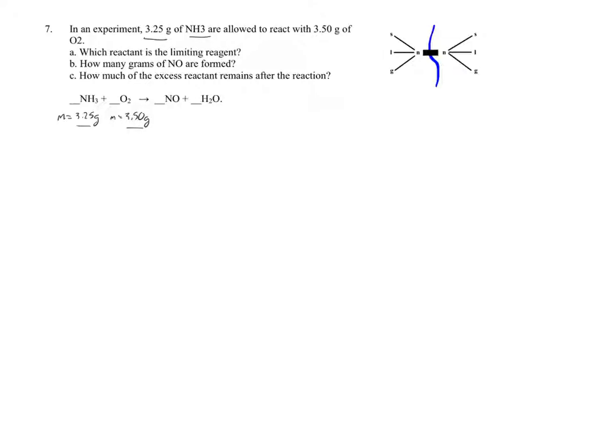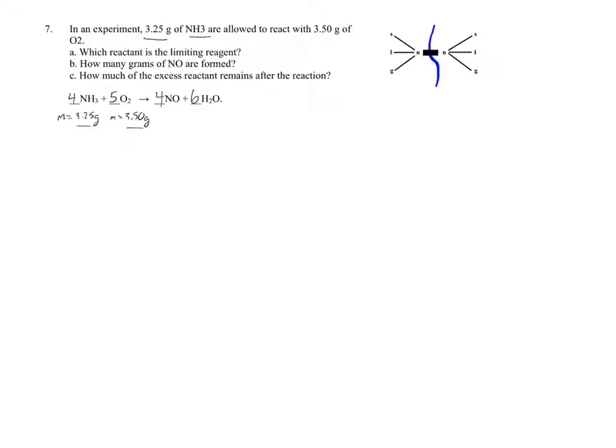Nor could I tell if I converted both of those to moles. I need to use the balanced chemical equation to help me with that. So let's balance it. I think we've done this one already. I think there's a 4 there and a 4 there. 12 hydrogens, so I need a 6 there. That gives me 10 oxygens, so I need a 5 there.